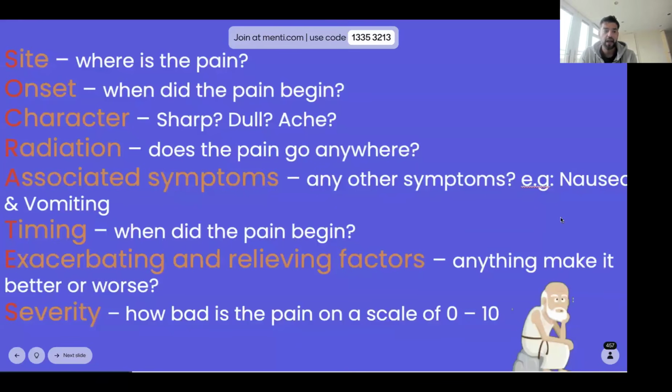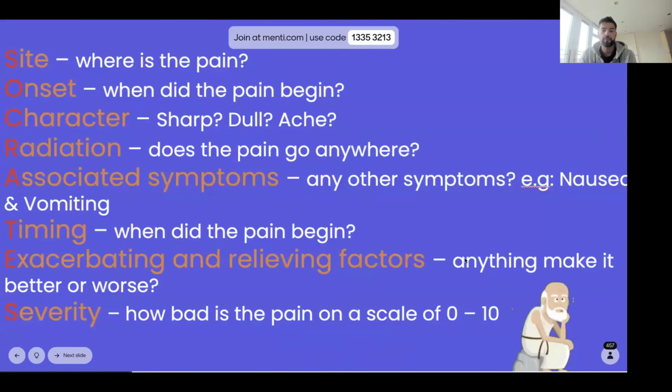Okay. The timing. So we talked quite a lot about timing, but when did it begin? Is it constant or is it coming and going? And if it is coming and going, we want to kind of know sort of what pattern it is.